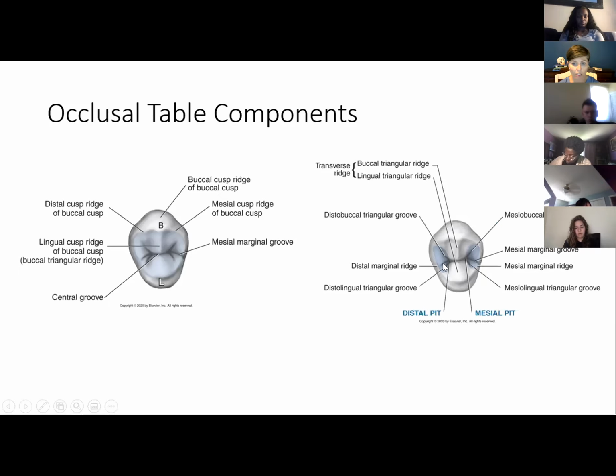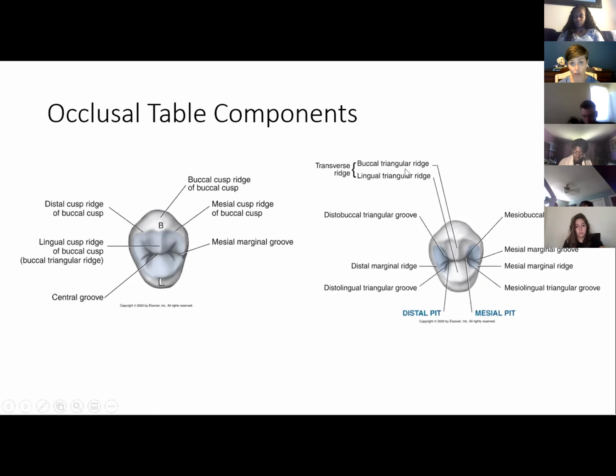Shaded in blue over here on the right, this is your distal marginal ridge, and then your distobuccal triangular groove. Here's your mesial marginal ridge, right? Here's your mesial marginal groove, which we already discussed. And then you have your mesiobuccal triangular groove. It's hard to see from this angle, but your mesial and your distal ridges all come together to make that cusp, right? And so those valleys are what we call our triangular grooves, okay?